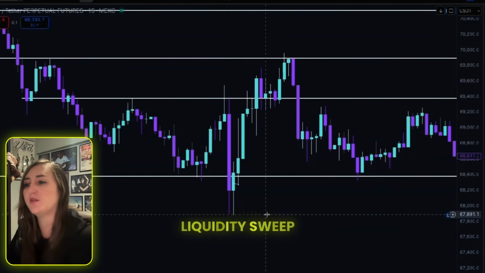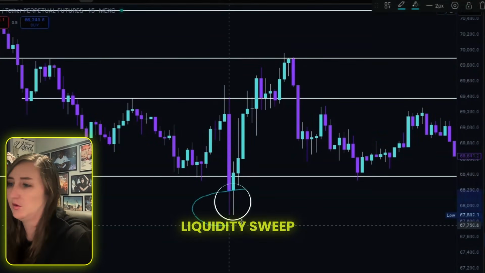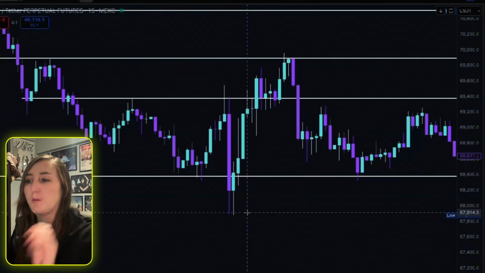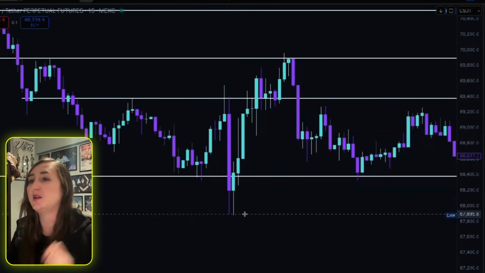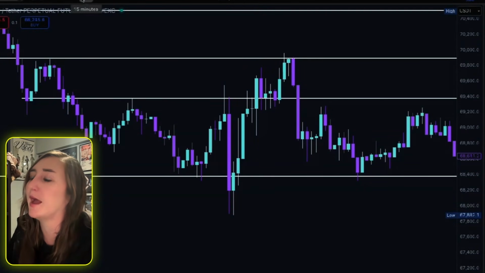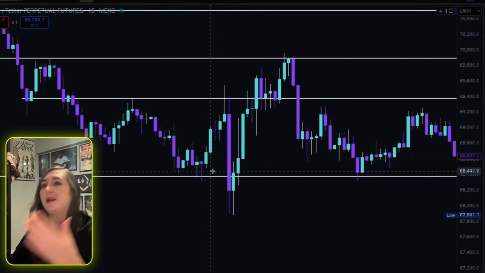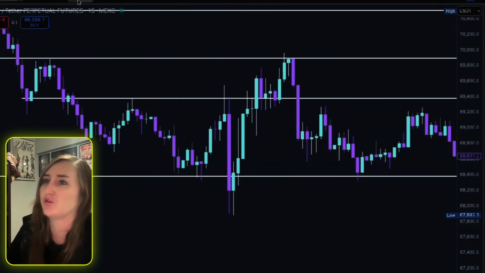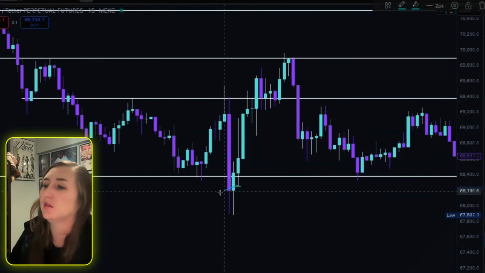So we had some wicks, sell side liquidity sweep right down here. Wicks are your big indication of liquidity being swept. So look for these wicks on the higher time frames. I prefer like the 5 minute, 15 minute. Hourly is always good, right? Hour's going to take a little bit longer. So that's why I'm usually looking at 5 or 15. But look for these wicks.